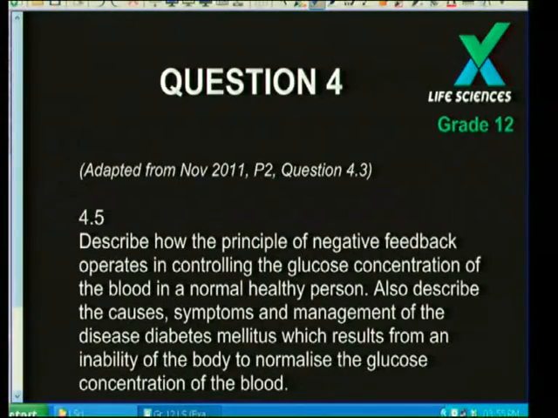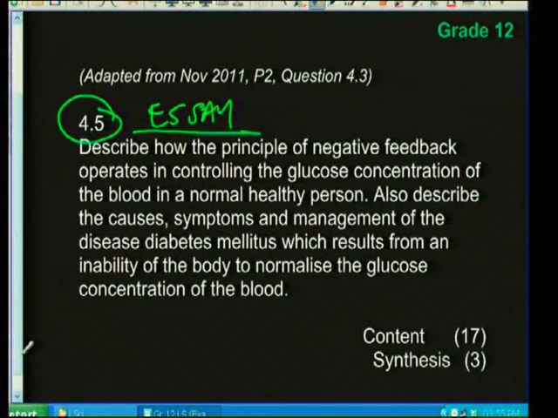Guys, we move on to question 4.5 now, and we're choosing this one here because it's an essay question. The question says, describe how the principle of negative feedback operates in controlling the glucose concentration of the blood in a normal, healthy person. That means he doesn't have diabetes or whatever. Also describe the causes, symptoms, and management of the disease diabetes mellitus, which results from an inability of the body to normalize the glucose concentration of the blood.